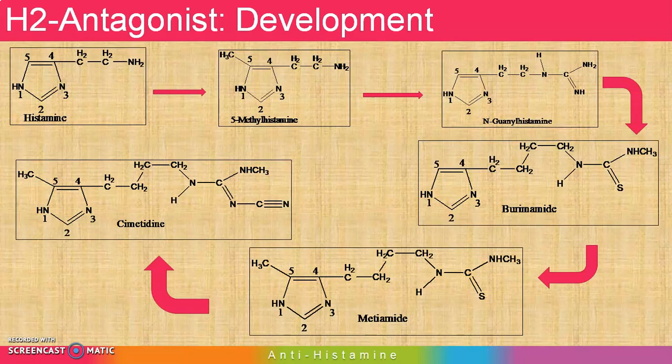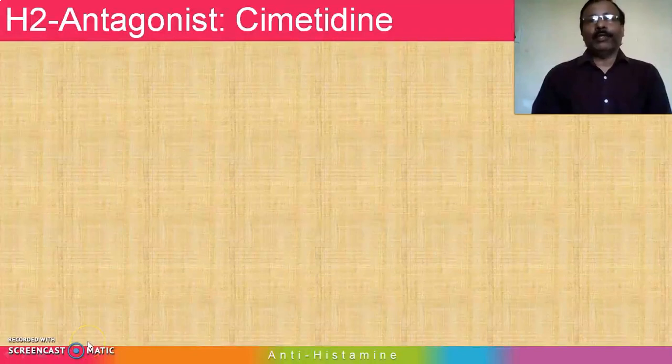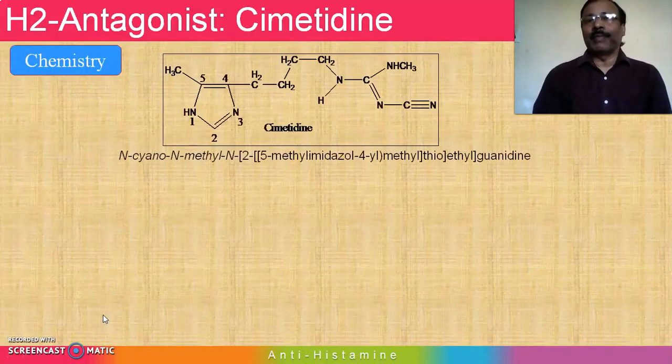Cimetidine is the first clinically effective as well as relatively safe member of the therapeutic class. So in this way, the development of H2 antagonists, that is Cimetidine, took place. Now let's focus on the first H2 antagonist, that is Cimetidine. This is the general structure of Cimetidine.